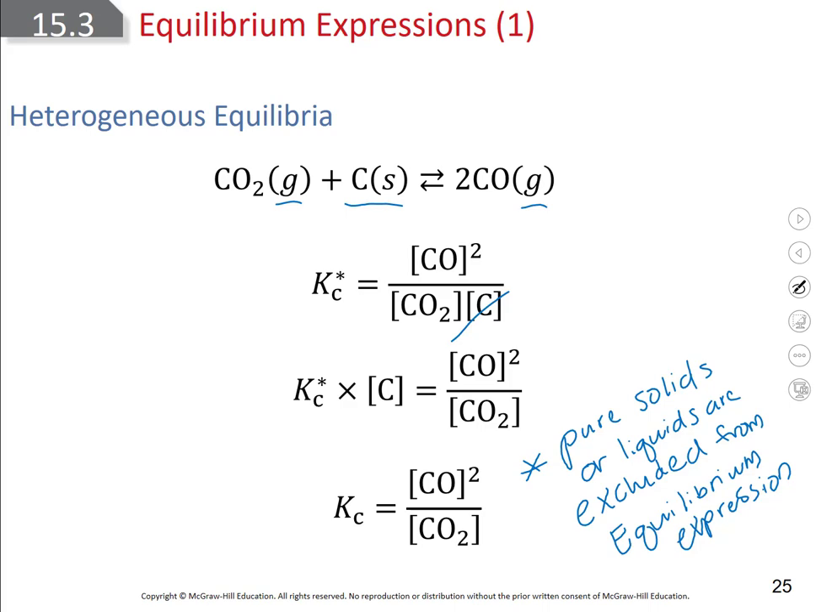Most students are fine with the other things, like clearly carbon solid, it shouldn't have a concentration. But H2O is the tricky one, because we see that oftentimes as both a gas or as a liquid. If it's a gas, it has a concentration, it's in the equilibrium expression. If it's a liquid, then we ignore it. And obviously if it's a solid, we ignore it, but we usually don't have reactions that occur with solid ice.